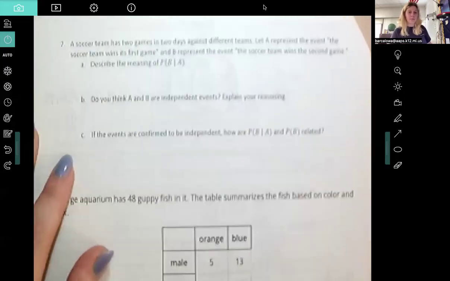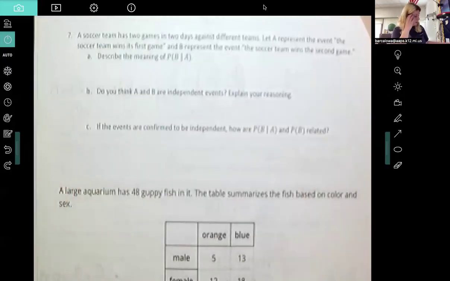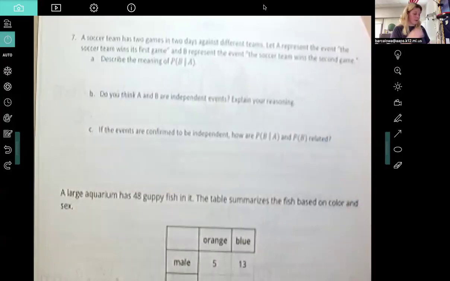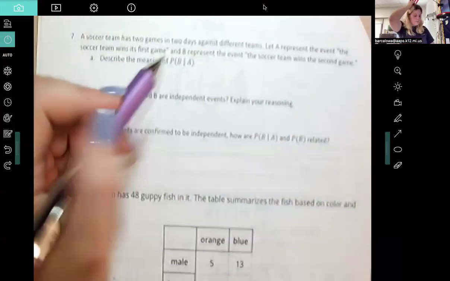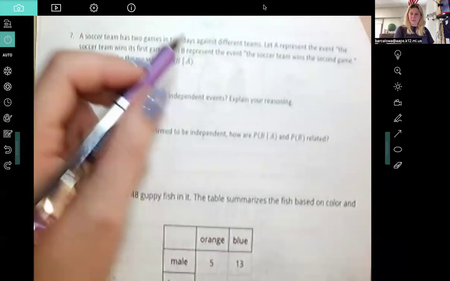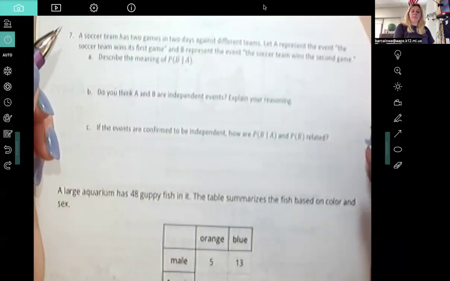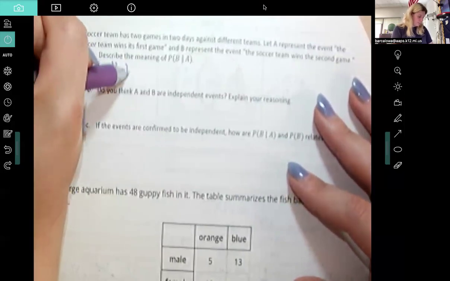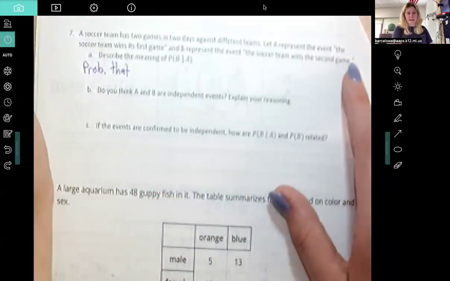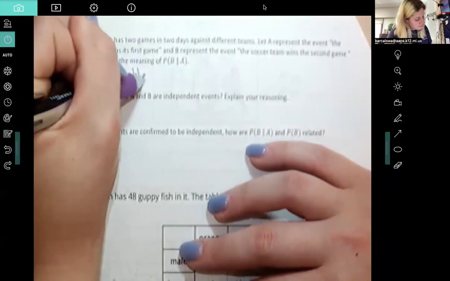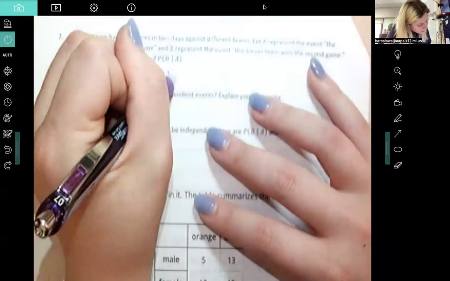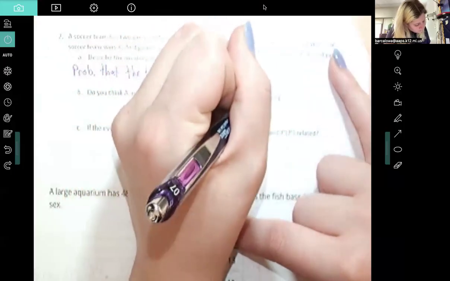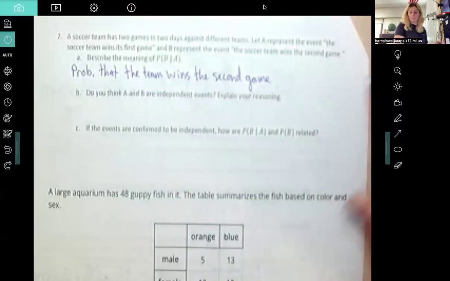A soccer team has 2 games on 2 different days against different teams. A is the soccer team winning the first game. B is the soccer team winning the second game. So what does it mean for the probability of B given A? Okay, the probability that B is they win the second game. So the probability that the team wins the second game given they won the first game.